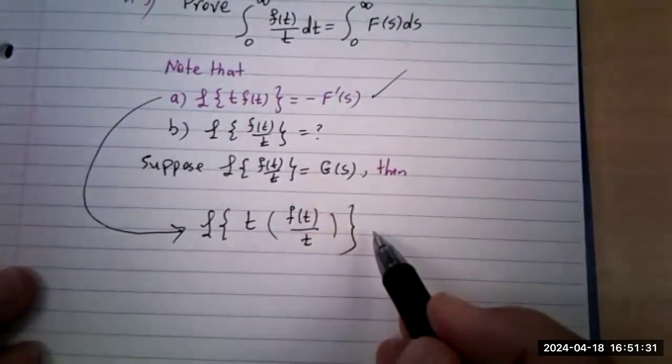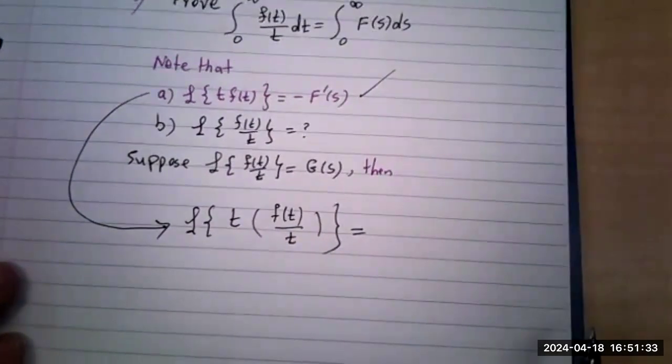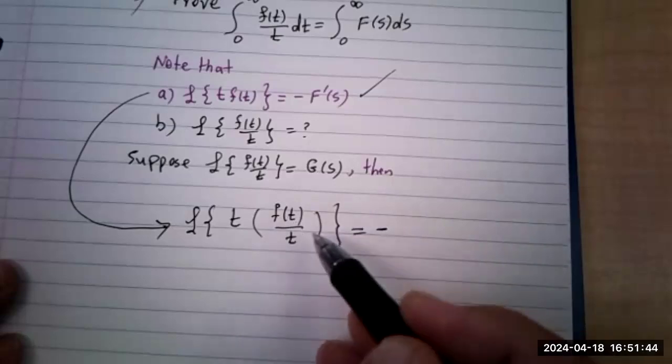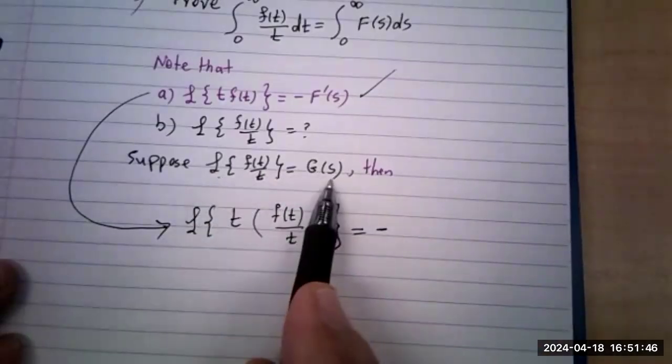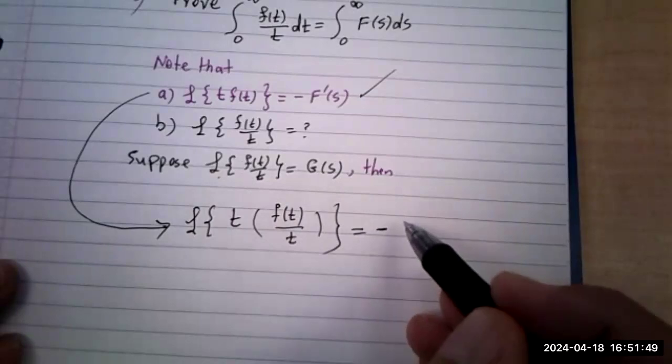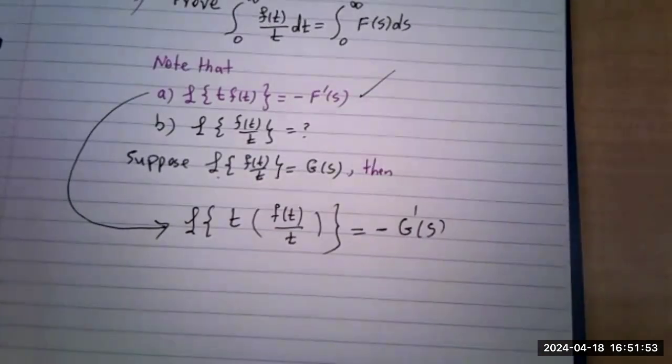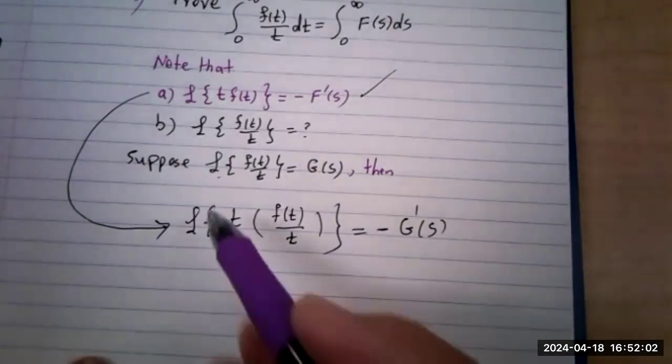So what would be the other side if I do this one? It is minus the derivative of which function? The derivative of the Laplace of f of t over t. This is the one that I call g of s, so it is g prime of s. Okay, so it's t f of t. You can use any function you like. So I use f of t over t. Okay, but that will help me because these two would cancel out.